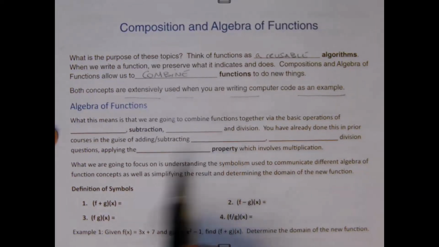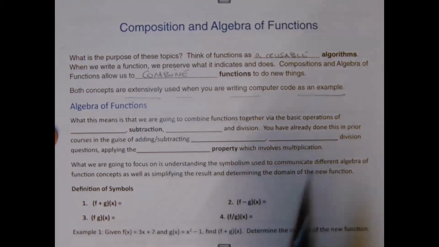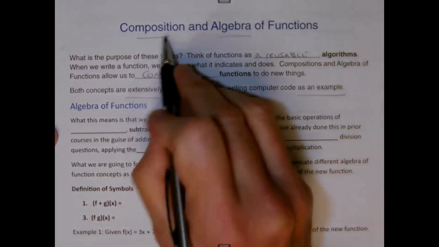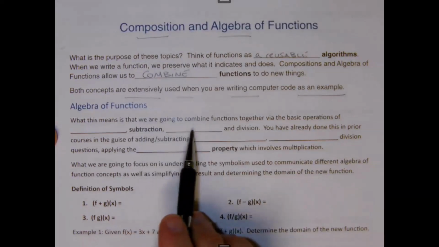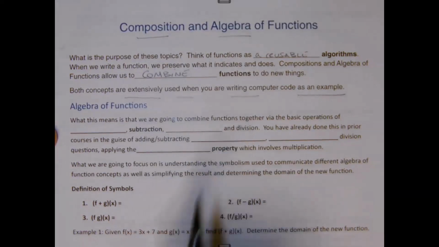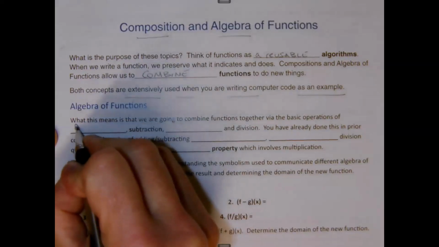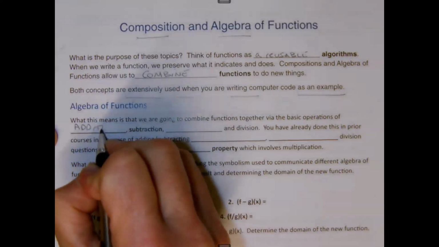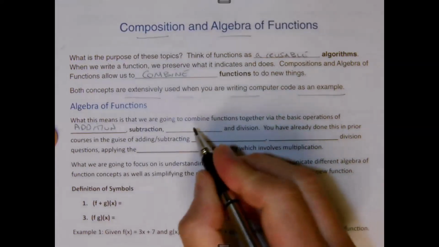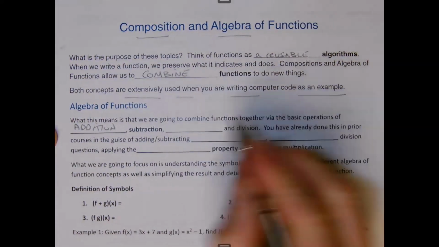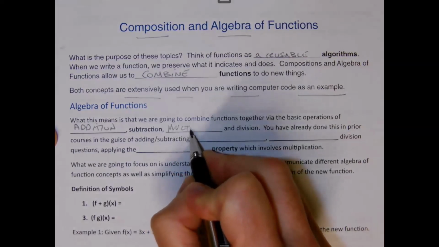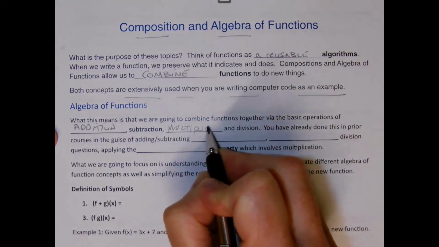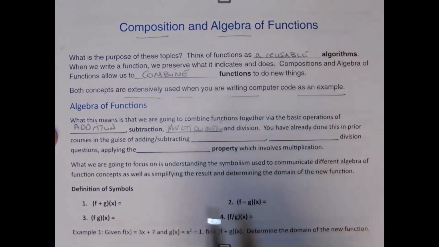So let's look at algebra of functions first. There's two parts: there's algebra of functions and there's composition of functions. What this means is that we're going to combine functions together via the basic operations of addition, subtraction. Care to guess what the next one is? Yep, if you guessed multiplication, you're right. And division.